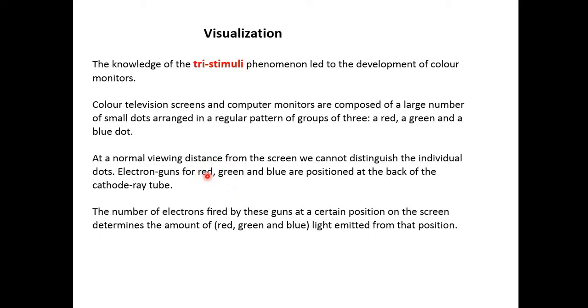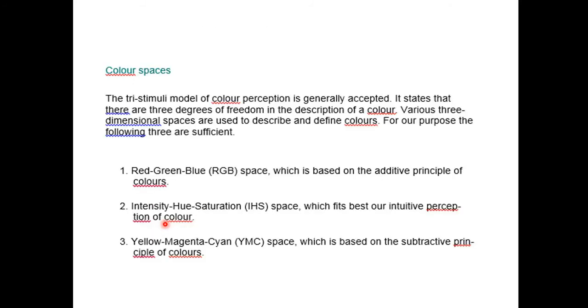So with respect to the percentage of red, green, and blue, different colors are produced. Even more than 10,000 colors are produced with the combination of these three bands, based on the percentage reflection of these three bands. The number of electrons fired by these guns at a certain position on the screen determines the amount of red, blue, or green light emitted from that position.